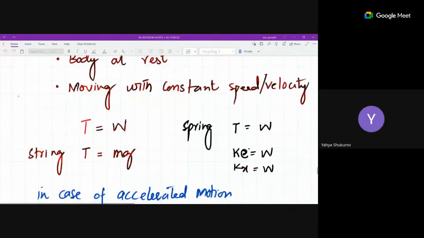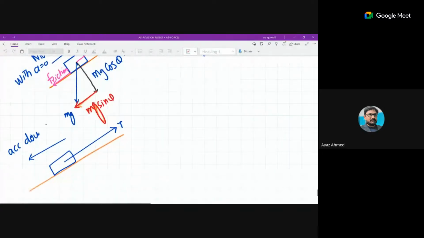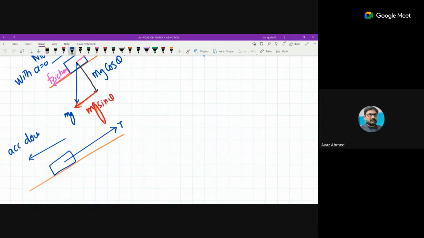Hello. So I was saying that if the body is having downward acceleration, do you know what will happen? Where would be the friction? Upwards, because it's downward acceleration. So that is the friction.